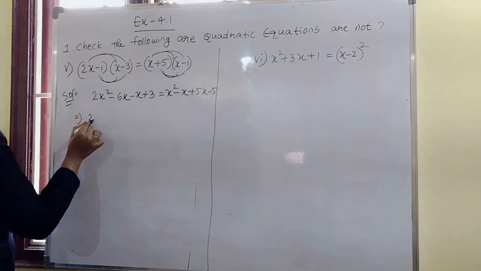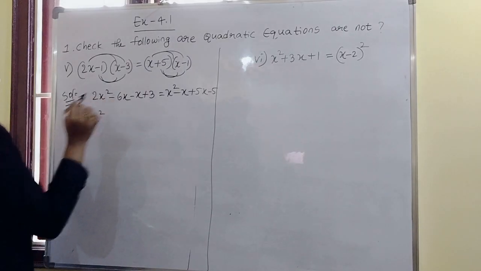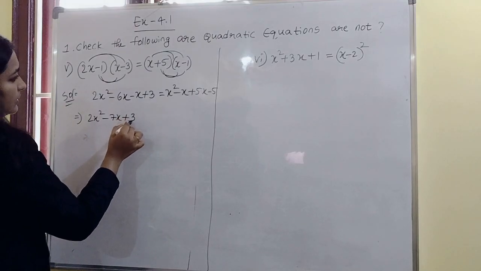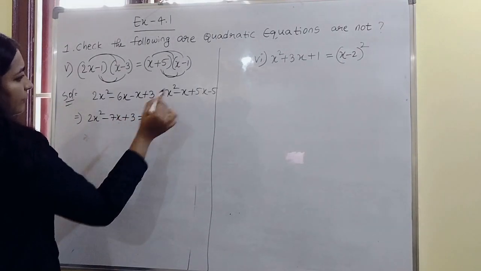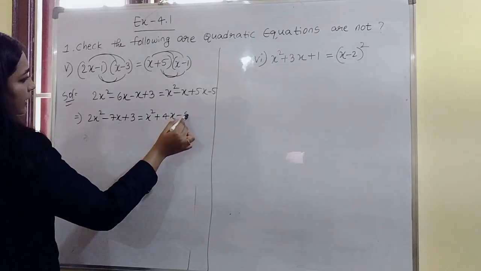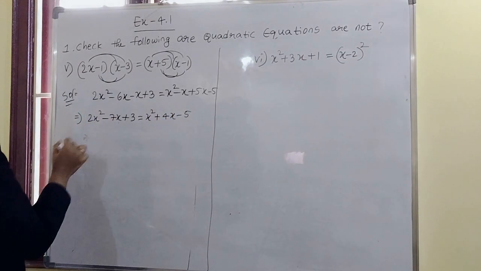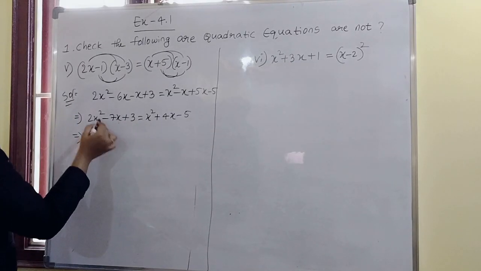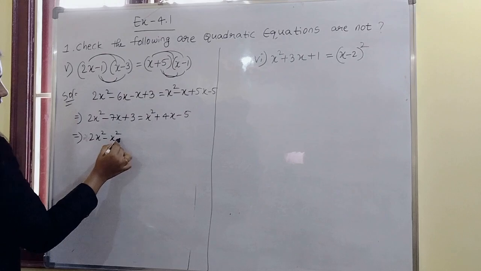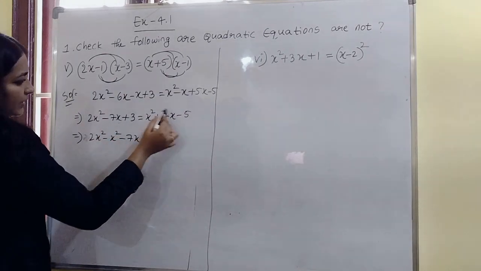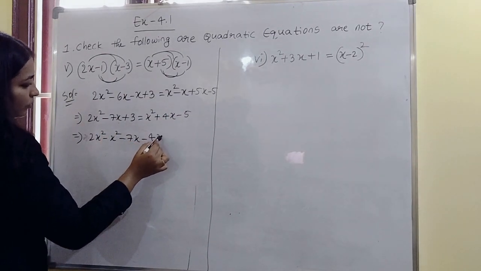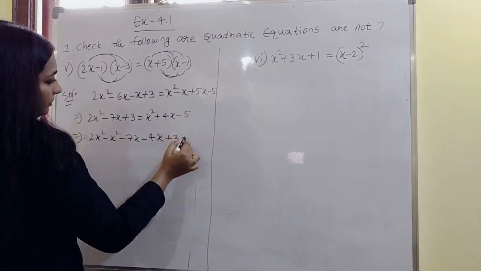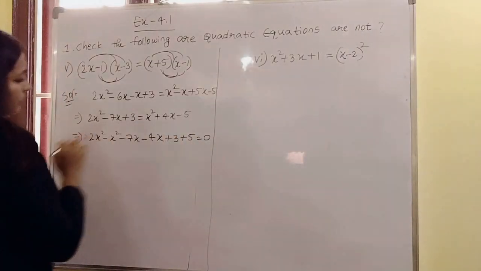Okay. So, 2x square minus 6x minus x, minus 7x. Plus 3 is equal to x square minus x plus 5x, that is plus 4x minus 5. Now, 2x square, I am sending this plus x to this side, it becomes minus x square, minus 7x, I am sending this plus 4x to this side, it becomes minus 4x. And here what is there? Plus 3, and I am sending this minus 5 to this side, it becomes plus 5 is equal to 0.